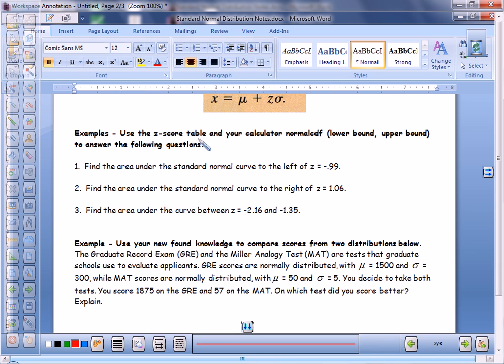Okay, use the z-score table and your calculator normal CDF to find lower bounds and upper bounds given the following z-scores. You should have been handed a z-score table along with these notes for today. First thing we're going to do is find the area under the standard curve that is to the left of a z-score of -0.99. So pull out your chart, and I'll pull mine out with you.